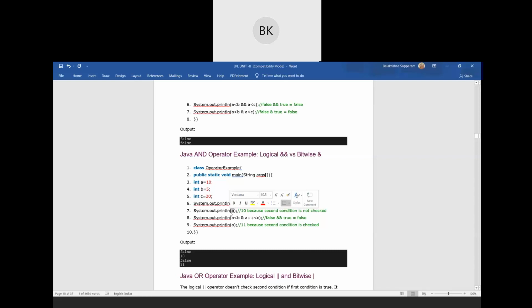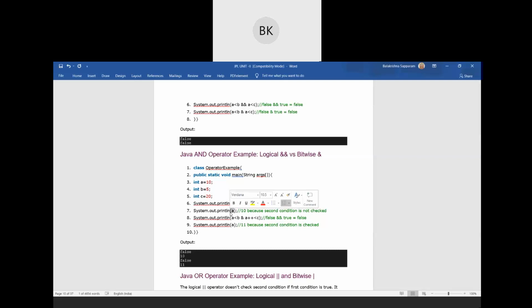How do you get the a value 10? Actually, a plus plus is the following statement, which is simply not executed. That's the concept. That is short circuit operation. The first statement is false means the remaining statements are not at all executed.